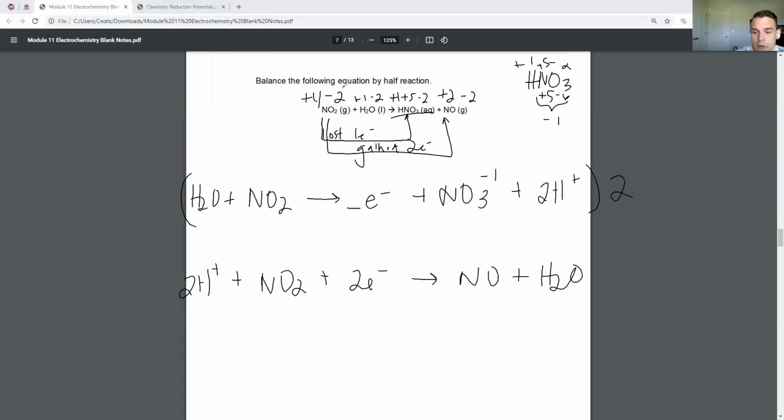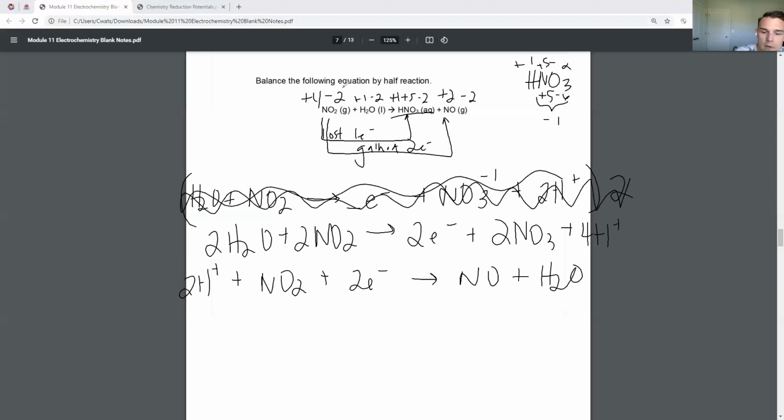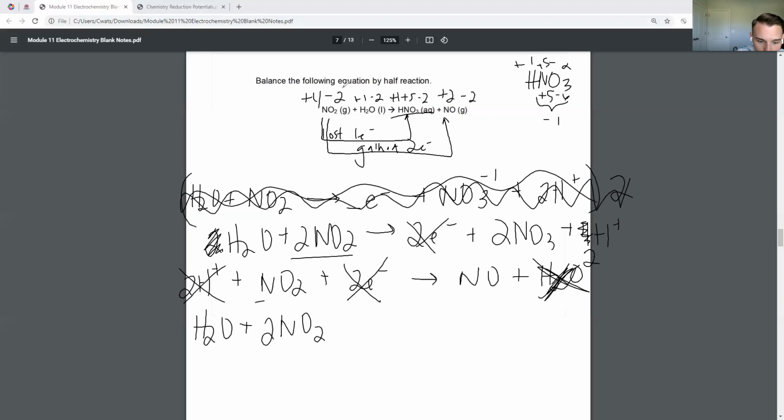So I'm going to multiply this top one by 2 to give me 2H2O plus 2NO2, 2 electrons plus 2 NO3 plus 4H+. So like we said, if they're on opposite sides, they cancel. These 2 hydrogen ions cancel out with these 4 to give me 2 here. This 2 water cancels out with this water right here. And now let's see what we have. So we have H2O plus 2 NO2. No, I'm sorry, there's 2 here and 1 here, so 3.